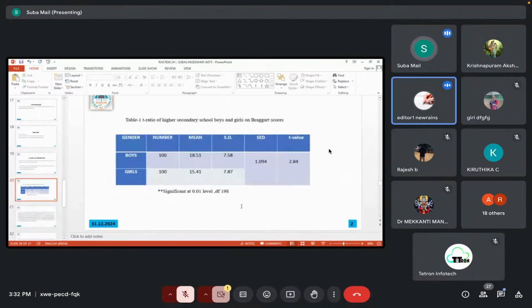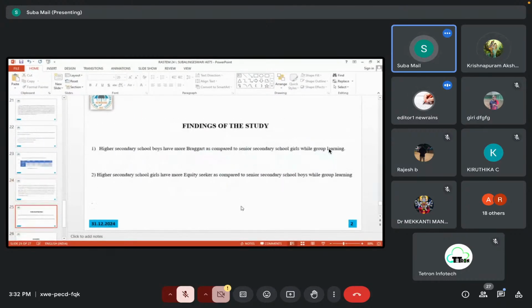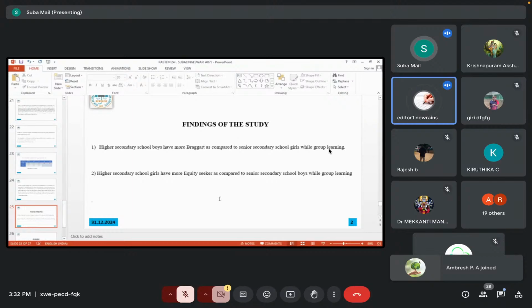So we concluded that, regarding gender, the findings of the study are that higher secondary school boys have more stress as compared to the senior secondary school girls while group learning, as well as the higher secondary school girls have more equity seeking as compared to the senior secondary school boys while group learning.